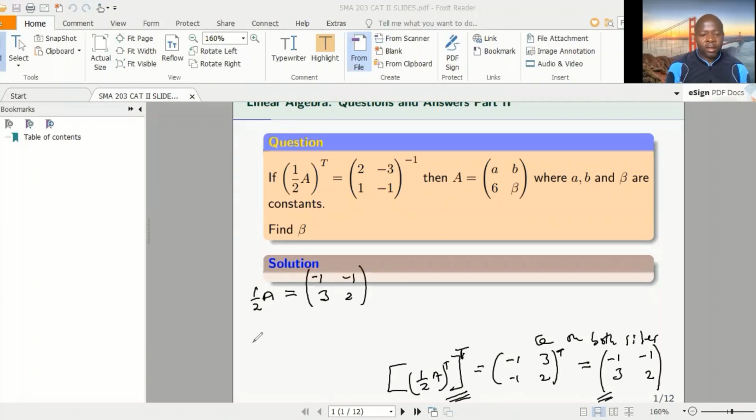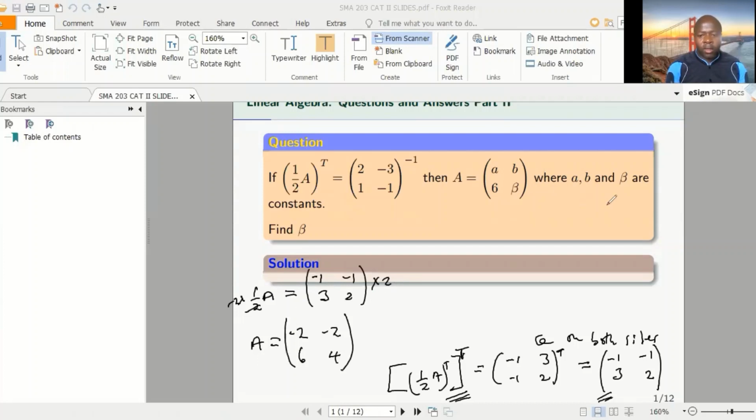So what is A? Now, to get A, multiply both sides by 2. Multiply this side by 2, this side by 2. Now, when you multiply by 2 on the right hand side, what do you get? You get negative 2, negative 2, 6, 4.